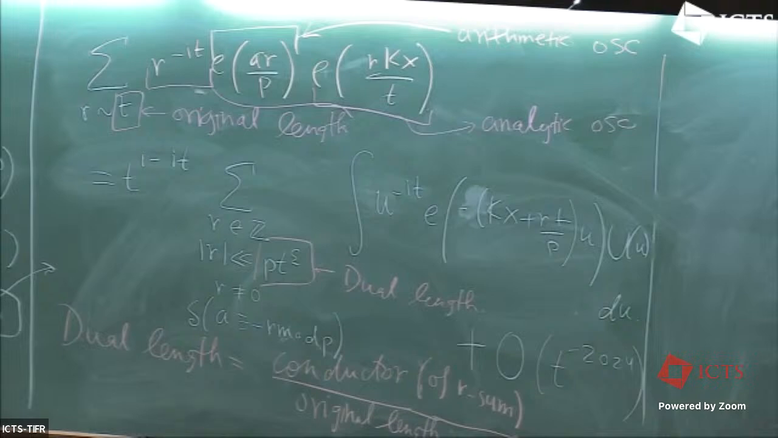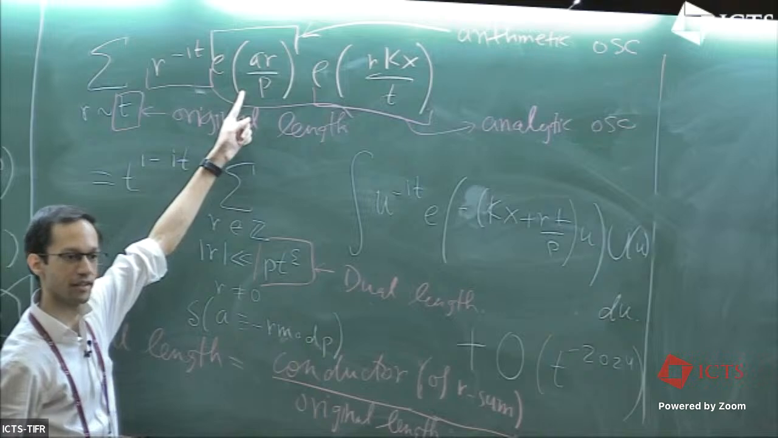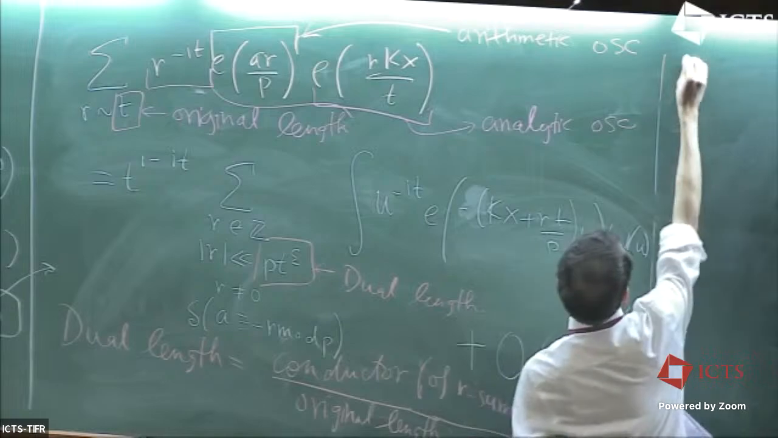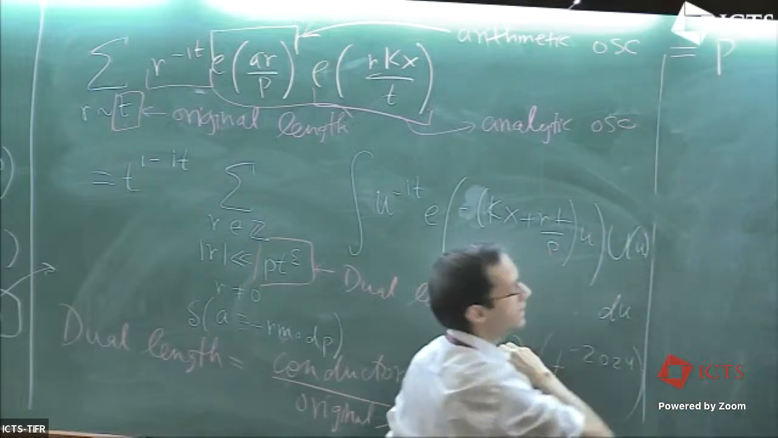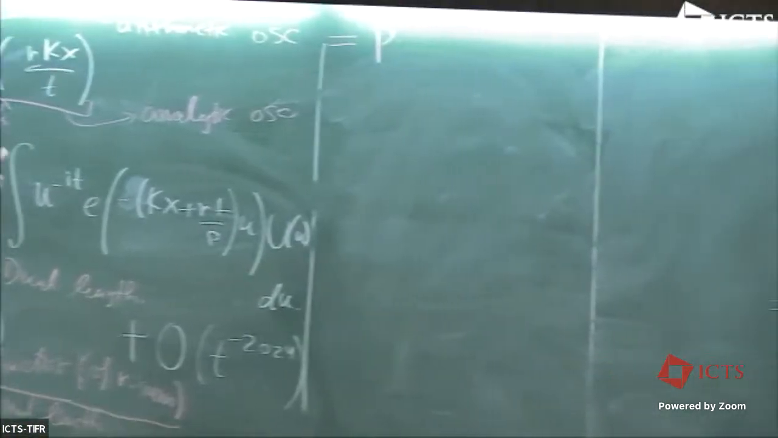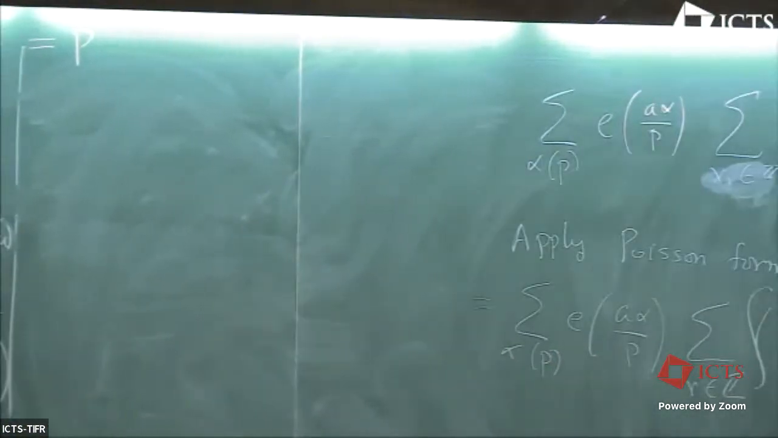The size of the arithmetic oscillation is the modulus of this additive character. The modulus of this additive character is p. So the arithmetic oscillation is going to be of size p. In analytic oscillations, you cannot really say that there's a modulus of this character. This is a continuous variable. So the size of this analytic oscillation is going to be the size that you have here and the size that you have coming from here. And then you have to compare the sizes.